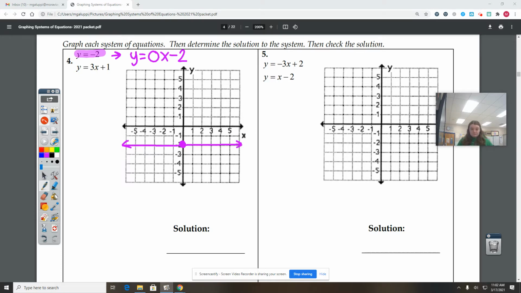And with systems of equations, since we're going to have two lines on one graph, we need to label our equations. So I'm going to label this y equals -2. That way, whoever's looking at my paper knows which line is which.